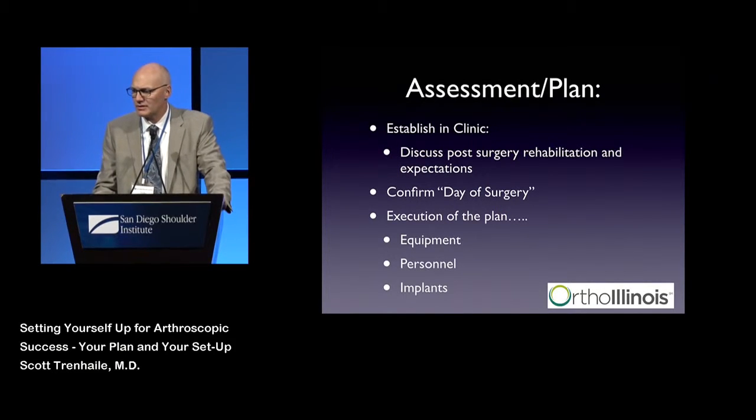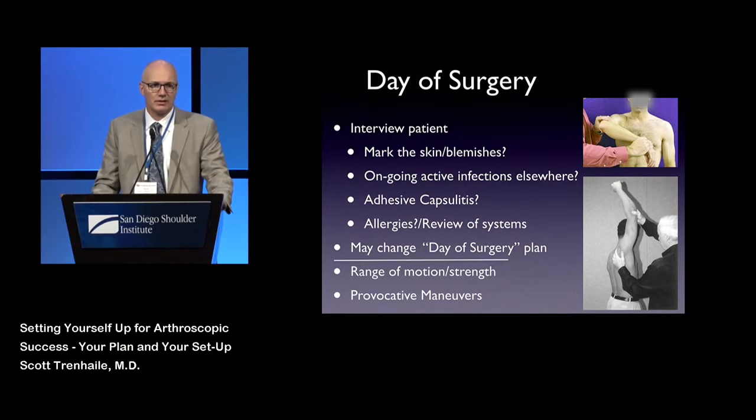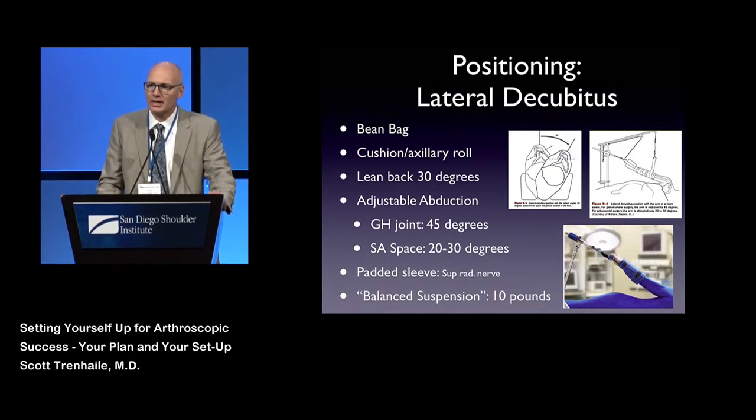In terms of the assessment and plan, certainly you want to establish this in the clinic with the patient and talk about the rehab at the end and confirm this on the day of surgery, and then basically go ahead and execute that plan and have everything available for you. I like to talk to the patient obviously on the day of surgery, mark the site, check for infections, and do a cursory exam, that being check for stiffness of the shoulder, inquire about allergies and review systems, and then actually confirm that the things that we're going to operate on need to be addressed on the day of surgery.